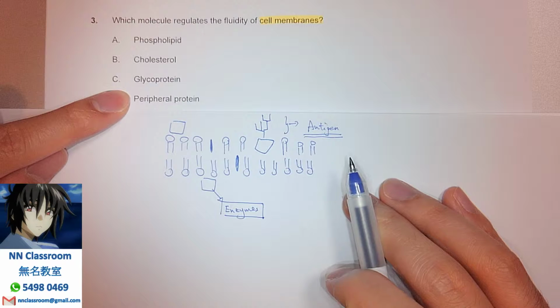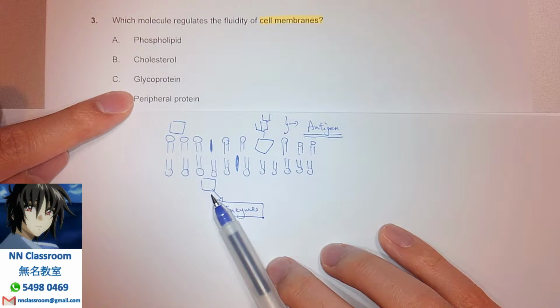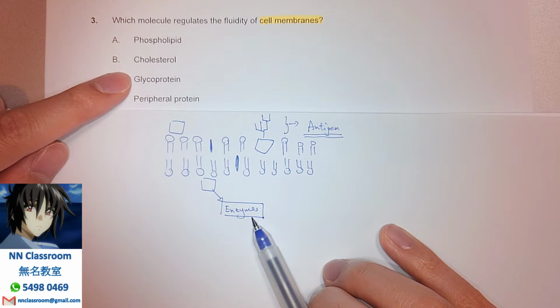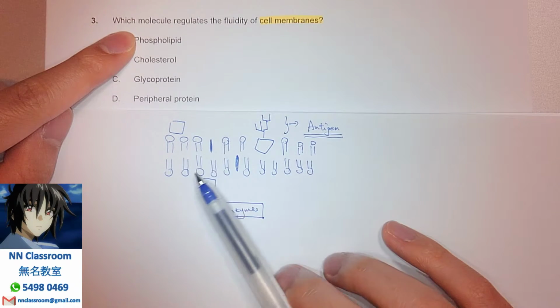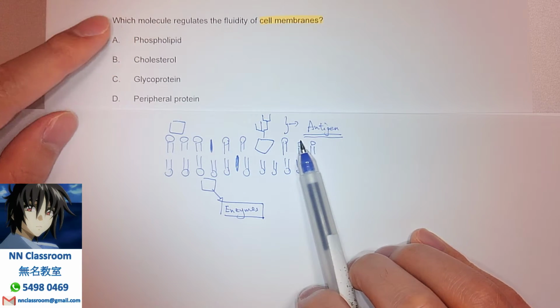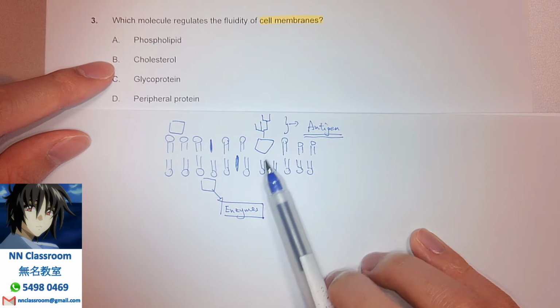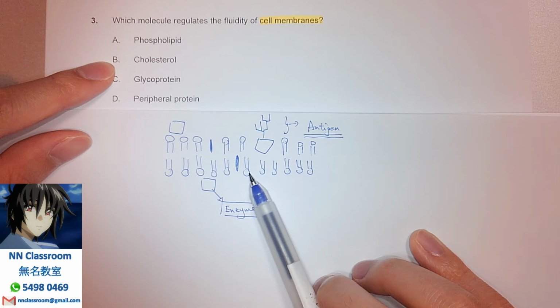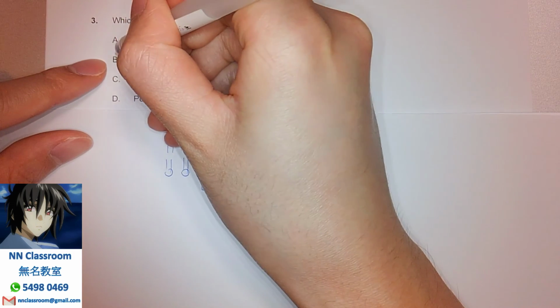So that's why for D, we know that the major function of peripheral protein is normally serving as membrane-bound enzymes. For C, antigen. For A, the normal fundamental molecule that constructs the cell membrane. So obviously the one that interrupts the regularity and so provides fluidity of a cell membrane is the job done by cholesterol. So the answer for this one is B.